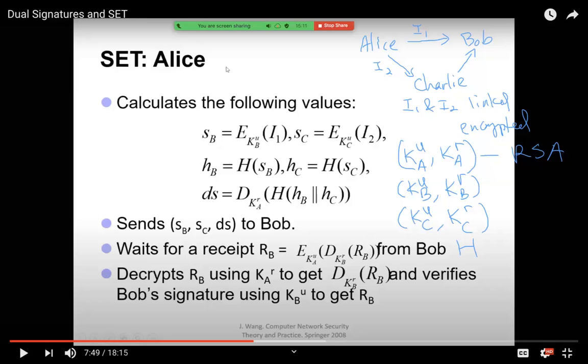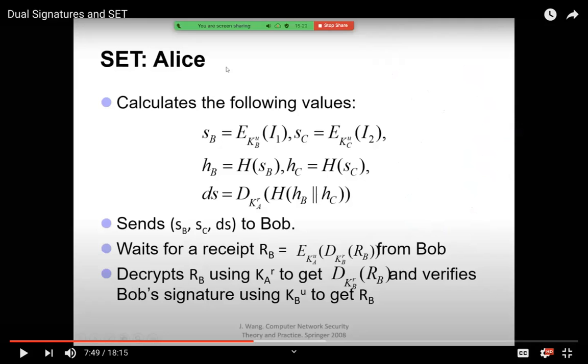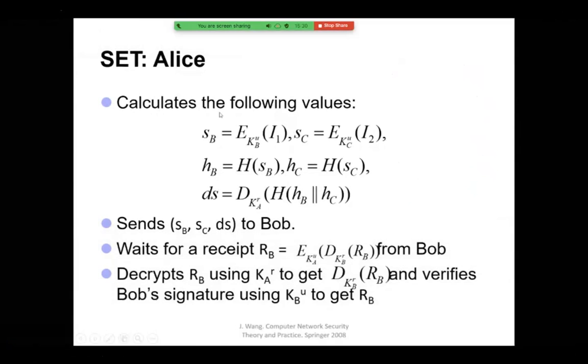Now let's look at what this dual signature scheme is about. So let's start our video. We first look at what Alice does. Alice calculates the following values. This is a purchase order, and this purchase order will be encrypted using Bob's public key so that only Bob can see it. Nobody else has Bob's private key, so nobody can decrypt this.